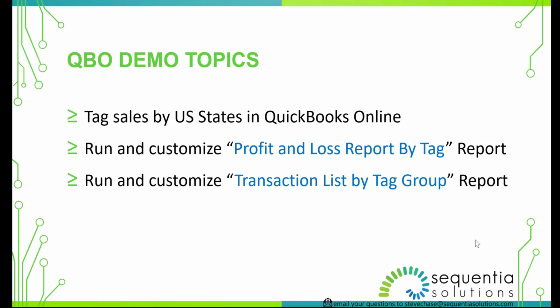And so suppose that the version you're working on doesn't currently have the built-in locations and classes. This may be the perfect workaround for you to set up your tags and then manage your invoices and sales receipts by states. After we're done tagging some invoices, I'm going to share with you how you can run some really cool reports. One is called the profit and loss report by tag, and the other is transaction list by tag group. Both of these reports will run, we'll customize, and we'll see exactly how you can get confidence out of your QuickBooks Online reports working with tags.